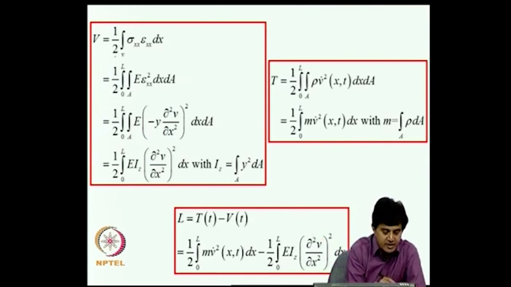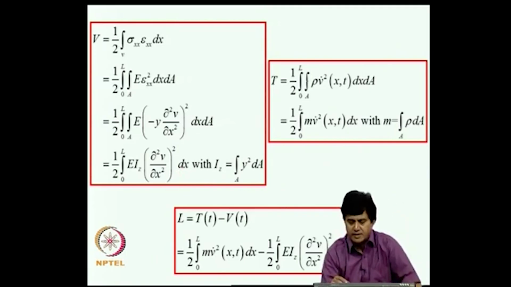So, I can compute the strain energy, we need to use sigma xx and epsilon xx, and this is an integral over volume. So, now I will integrate over x and area of cross section separately. Using the assumptions that we have made, we get for epsilon xx whole square, minus y dou square v by dou x square whole square, and that remains here, and the remaining integral, that is integral A y square dA, is nothing but the moment of inertia about the z axis. So, I write this equation. This is the strain energy stored in the beam due to bending.